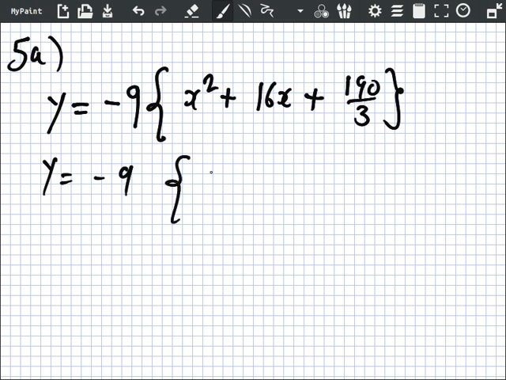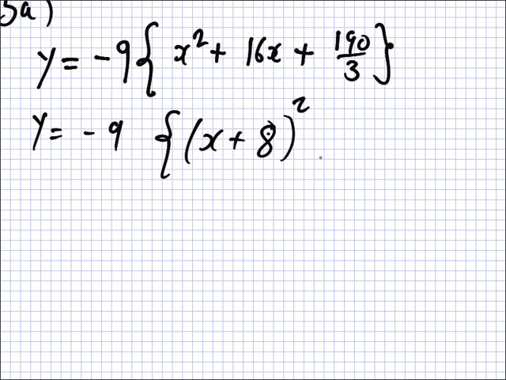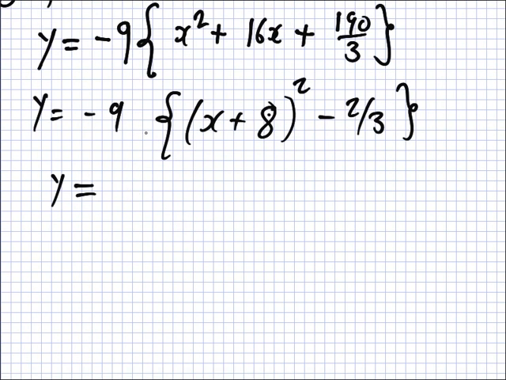Now, let's complete the square here. So what do we get in the middle? X plus 8, 8 squared, and then 190 over 3 minus 64. Minus 2 over 3. Now, what I do next is I multiply in... Now, okay, hold on, only English, please. Jeffrey doesn't want you speaking in Chinese, right, Jeffrey? Right, so I multiply by minus 9, and I get minus 9 times (x plus 8) squared plus 6.